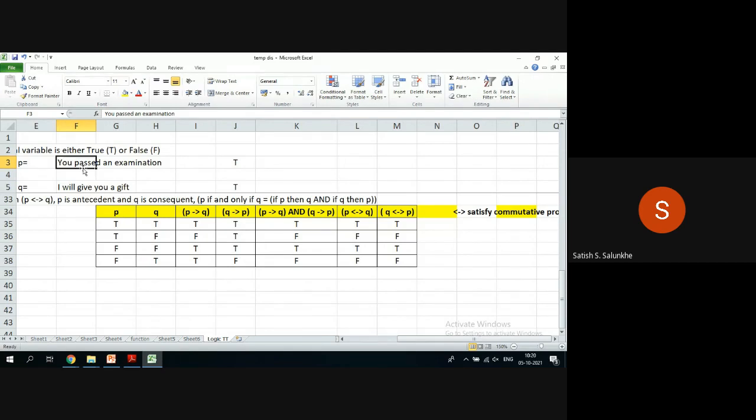If you pass an exam, then I will give you a gift. This is one way. What is the other way? If I give you a gift, then you would have passed the exam. Both ways there is a confirmation, going from antecedent to consequent as well as from consequent to antecedent.